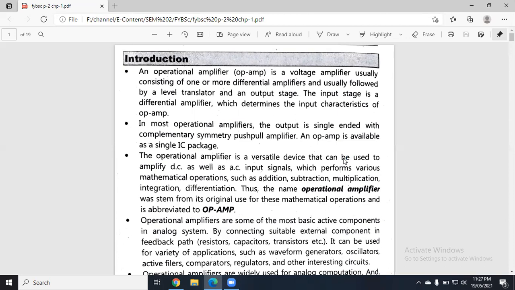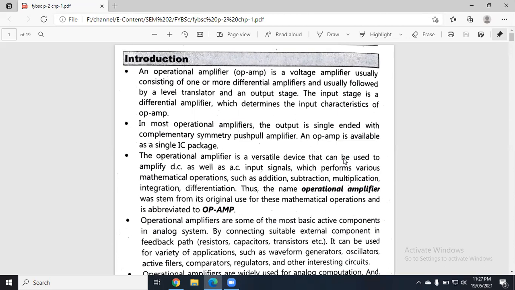Now, why operational? Because this operational amplifier is able to perform all kinds of mathematical operations. For example, addition, subtraction, multiplication, division, integration, differentiation, all such mathematical operations can be done with the help of this op-amp. That is why it is called an operational amplifier.